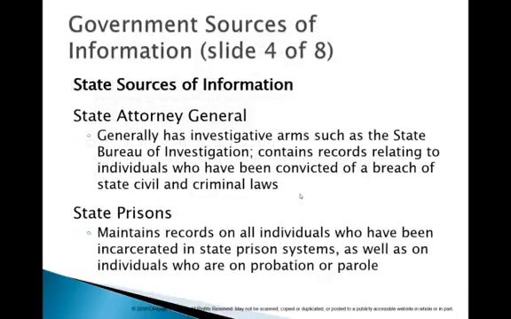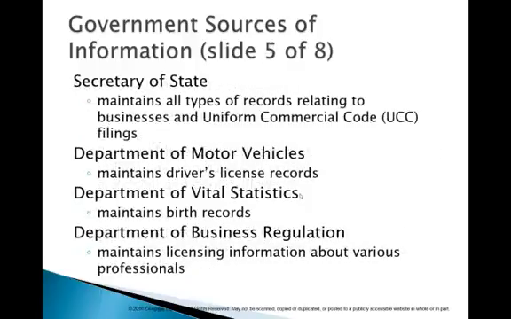So in all these sources of information, there's a paragraph or so description in your book. But as we can tell by looking at the type of information, like the State Attorney General, we can find out records related to individuals who have been convicted of state criminal laws, obviously the state prisons. So this is state information. The Secretary of State has information related to businesses, if they've been incorporated in that state. The Department of Motor Vehicles obviously has driver's license information. The Department of Vital Statistics has birth records, so you can find out when somebody was born.